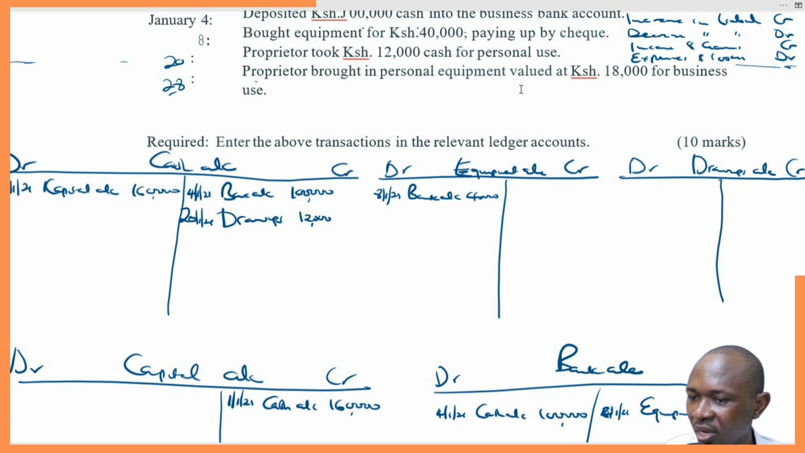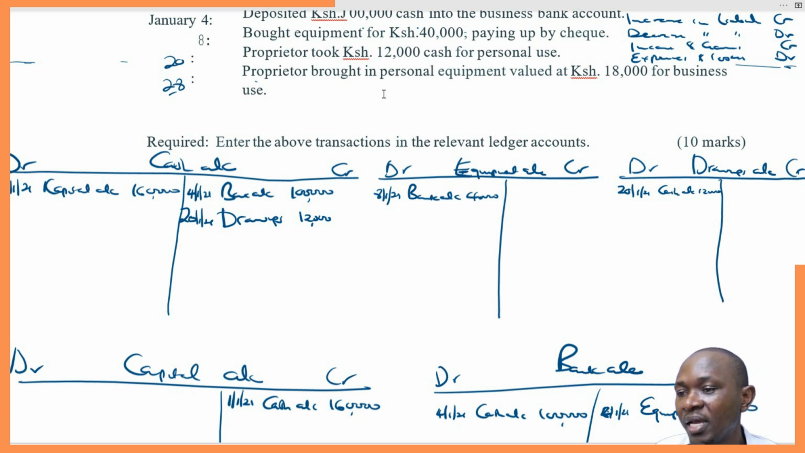So we'll say, and you can see this on the credit side, so automatically it means this side will have it on the debit side. Cash account, how much? 12,000, like that. Then lastly, the proprietor brought in personal equipment valued 18,000 for business use. It means he introduced capital, but in form of equipment.